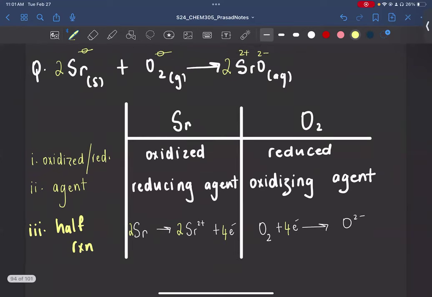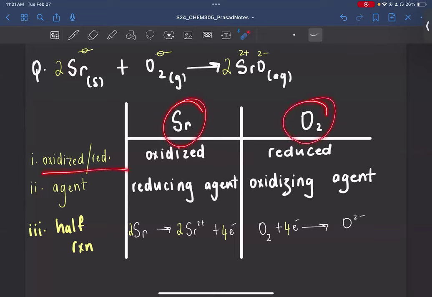This is it. This table tells you everything you need to know. And it's how I would ask you a question. I would say, using the reactants, identify which is reduced, oxidized, identify the agents, and then identify the half reaction. Okay.